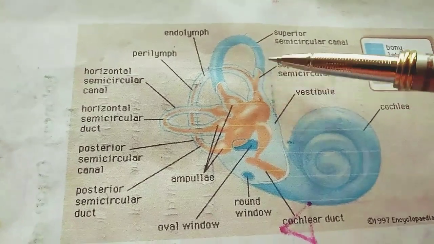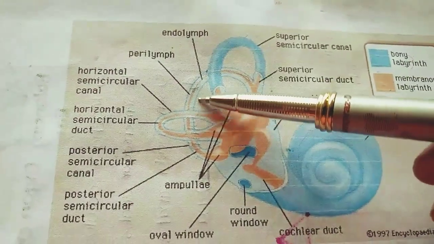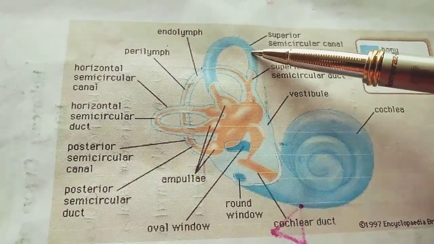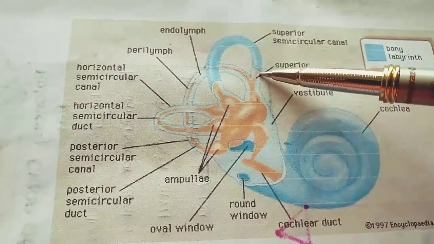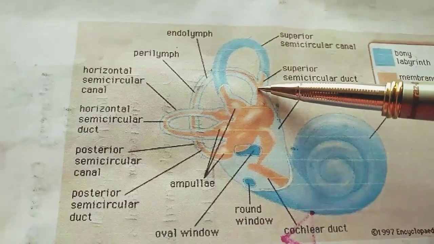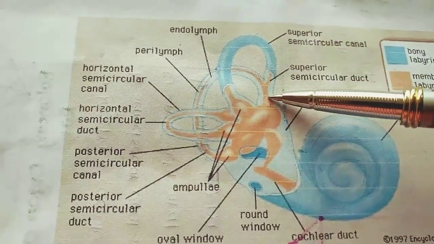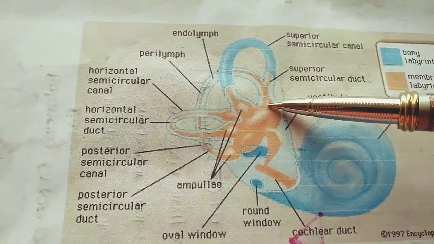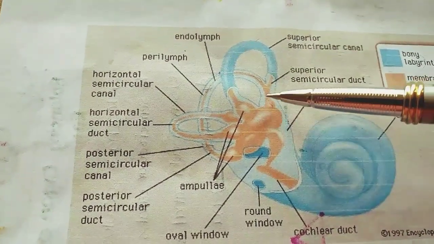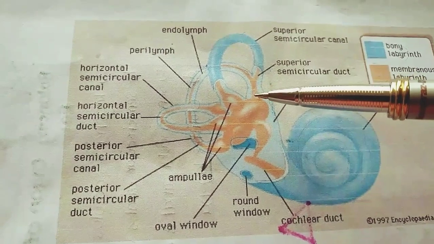The membranous labyrinth is present within the channels of bony labyrinth. The bony labyrinth is filled with a fluid known as perilymph. This inside blue colored fluid is bony labyrinth, and this membranous labyrinth is filled with a fluid known as endolymph. So membranous labyrinth is filled with endolymph and it is surrounded by perilymph. I hope you are clear with this point.